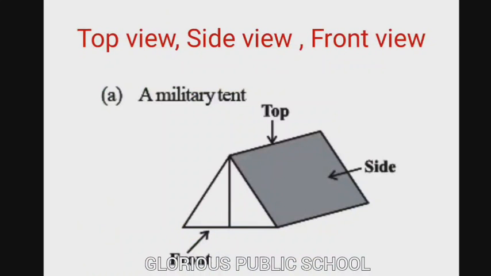Now some examples of top view, side view and front view. First example, a military tent. Here three views of the tent are given. This one is the top view, this one is the side view and this one is the front view of the tent. So three different views of a military tent. We will see the next example.